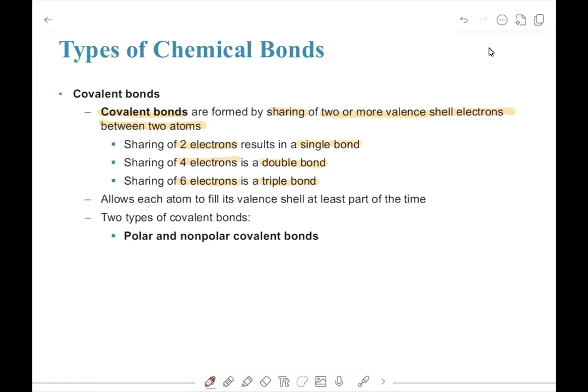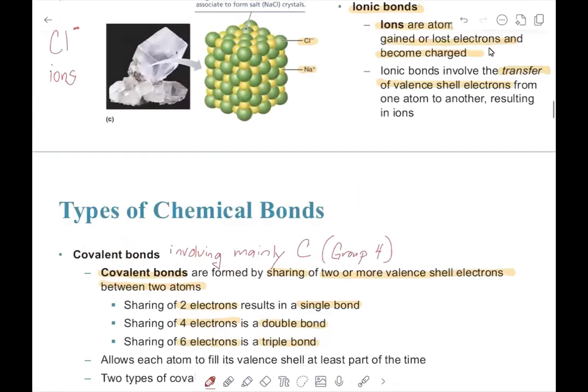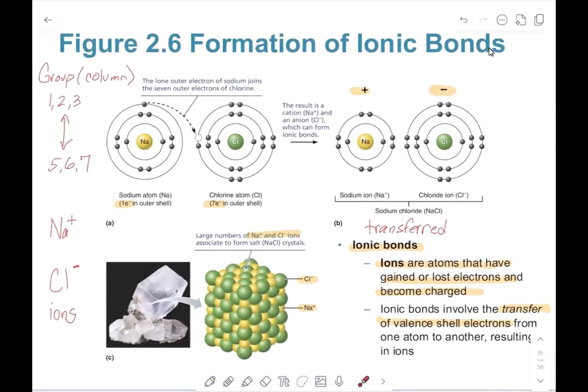And this is involving mainly carbon. And when you look at your periodic table, you'll see that carbon is in group 4. So you should know how many valence electrons that means. Basically, whatever group it is in tells you the number of valence electrons. So if it's in group 1, it has one valence electron. If it's in group 2, it has two valence electrons. If it's in group 3, it has three valence electrons. If it's a group 4, like carbon, it has four valence electrons.